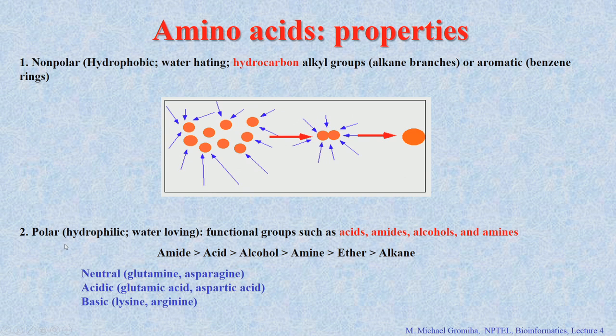Likewise, the polar amino acid residues, the hydrophilic residues, have different types of functional groups such as acids, amides, alcohols and amines. When you look into the polarity of these chemical groups, here I give the residues in increasing order of polarity: amides and acid, then alcohol, and amine is more than ether and alkane. So, there are 3 different types of amino acids. Some are neutral like glutamine and asparagine, some acidic like glutamic acid and aspartic acid, and some are basic like lysine and arginine. These residues have a tendency to form various types of interactions.